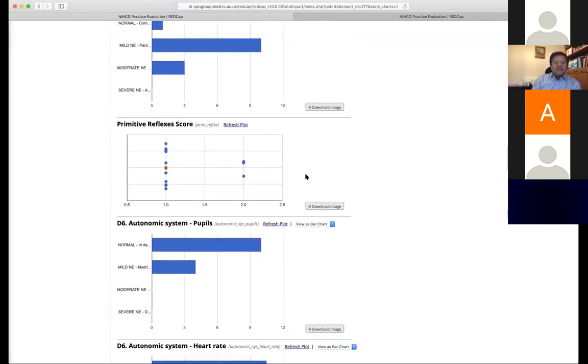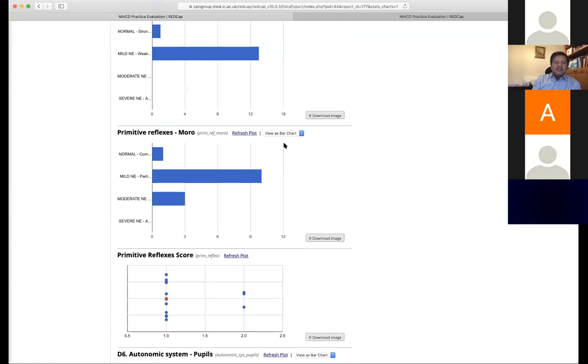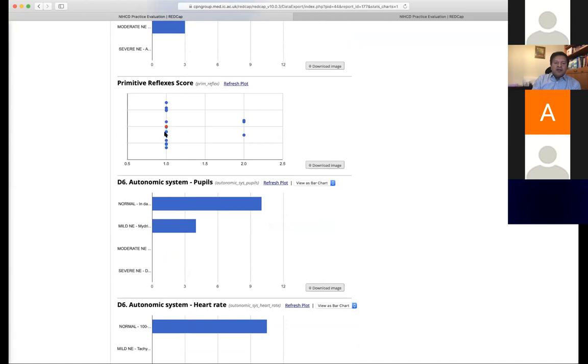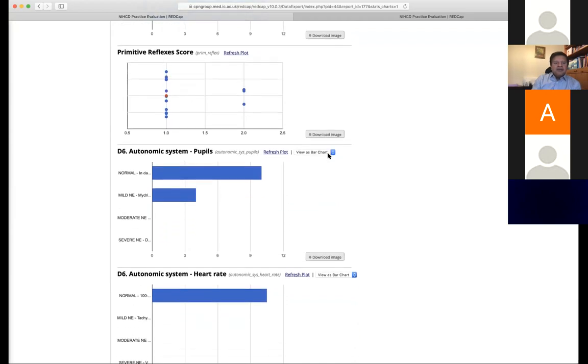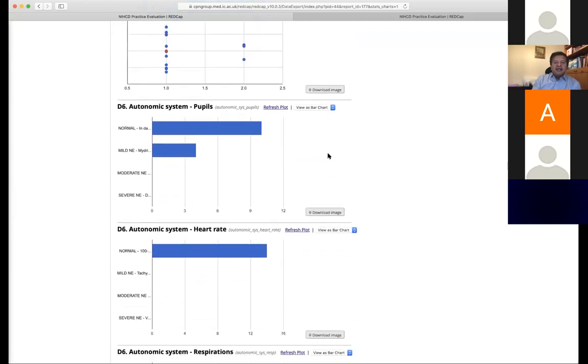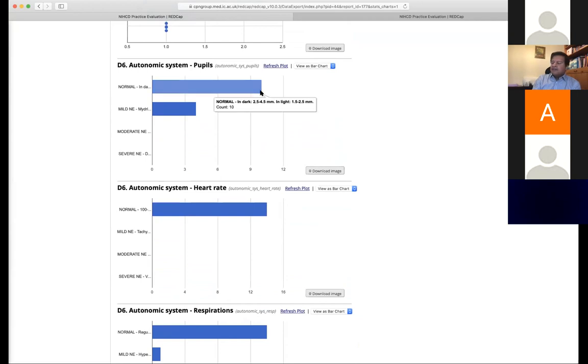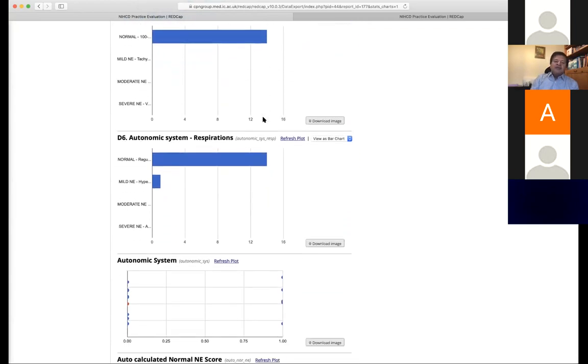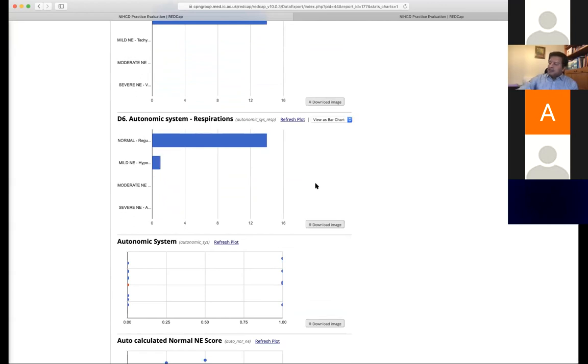So the overall primitive reflex score, which is the maximum score from Suck and Moro, was under mild, which is 1 for most people, and then for some that came to moderate. Now, when you look at the pupils, because it's under the light, you can say it is normal. I think it was 2 millimeters, so it's not dilated as such. Heart rate was definitely normal, and respiration was normal. This baby was not hyperventilating. Heart rate was less than 60.